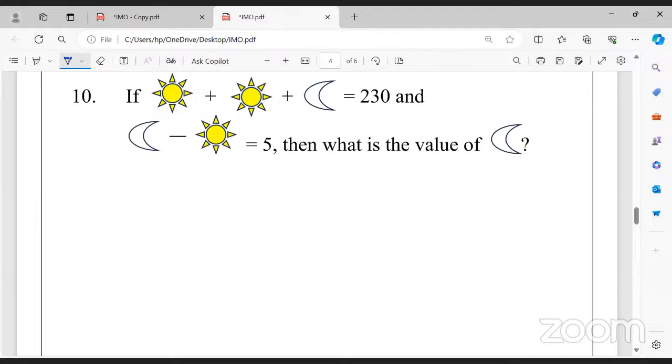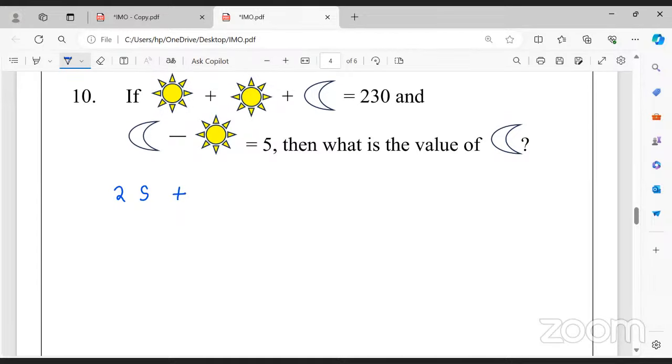Coming to question number 10. Now there are 2 sun and 1 moon. The value of 2 sun plus 1 moon is 230. And the difference between the moon and the sun is 5. What is the value of moon? What should I do here? I'm writing 2s, which means 2 sun.